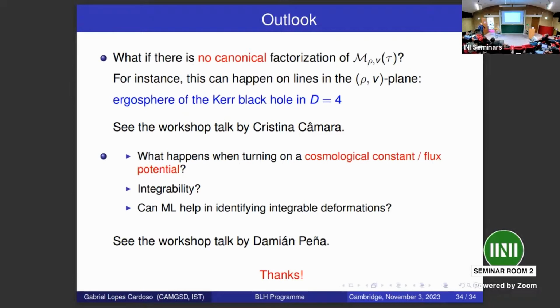And finally, coming back to what I said initially, you may now be interested in deforming your original Lagrangian by turning on cosmological constants and flux potentials, and you may wonder whether you can get a hint as to whether the system remains integrable by using machine learning. All of this will then be discussed in the talk by Damian Payne. And I stop here.